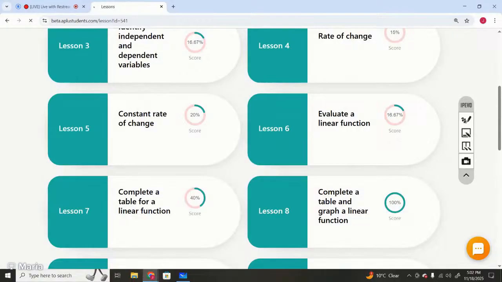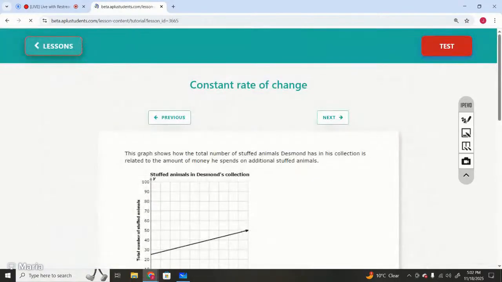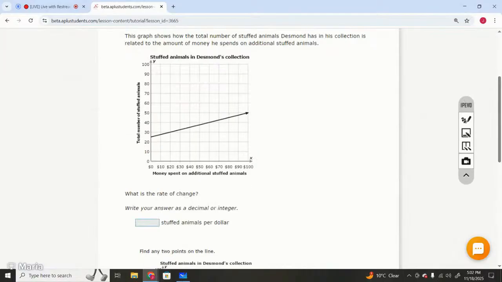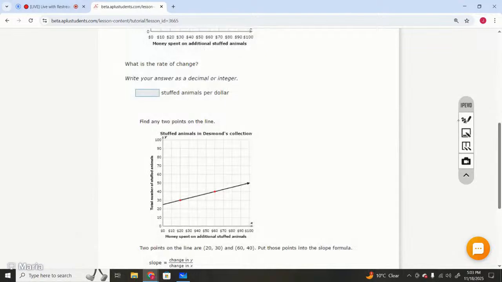Okay, let's just start with the lesson constant rate of change. This graph shows how the total number of toys Simone has in his collection is related to the amount of money he spends on additional stuffed toys. What is the rate of change? So rate of change means we need to calculate the slope of the graph.